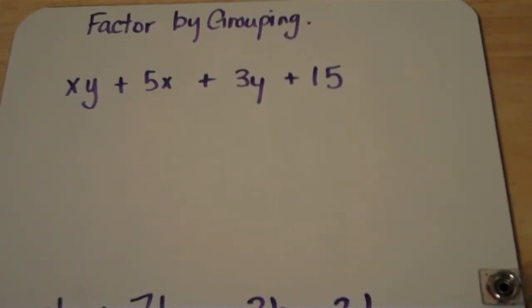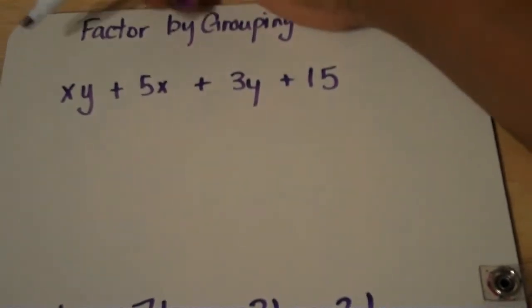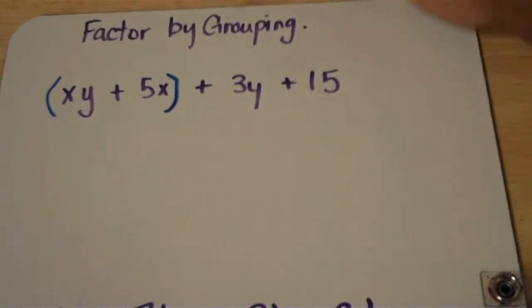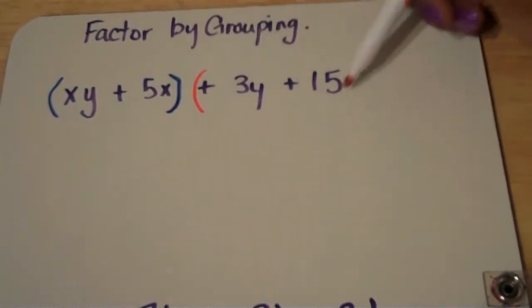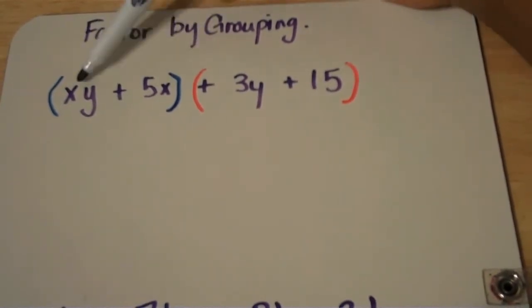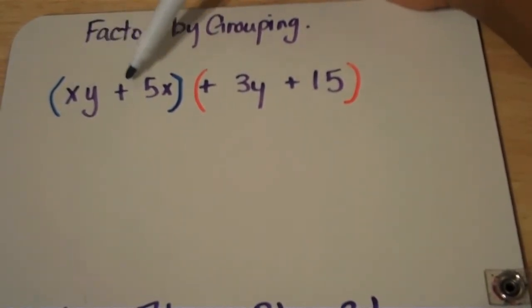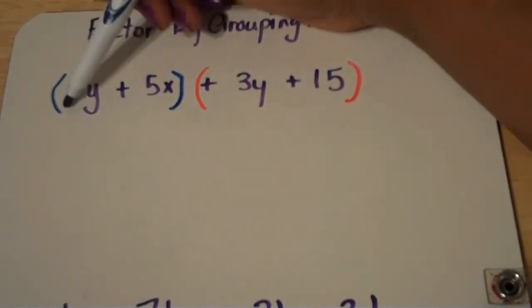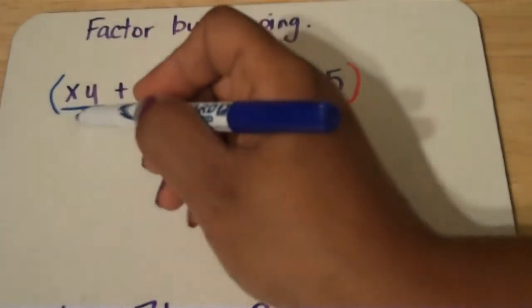The first pair is going to be xy plus 5x. The second pair is going to be 3y plus 15. The parentheses do not mean multiplication, it's simply a way of separating the pairs. So here we're looking for what we can factor out of both of the terms. Here we have xy plus 5x. The only thing that we can factor out is an x. That's the only thing that's common between the two terms.